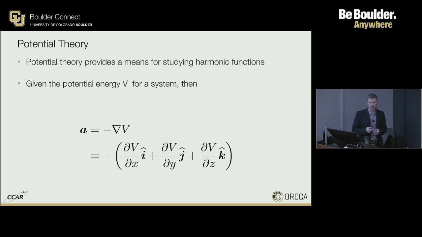So what's the potential for point mass gravity? Negative mu over r. What's the potential, though?